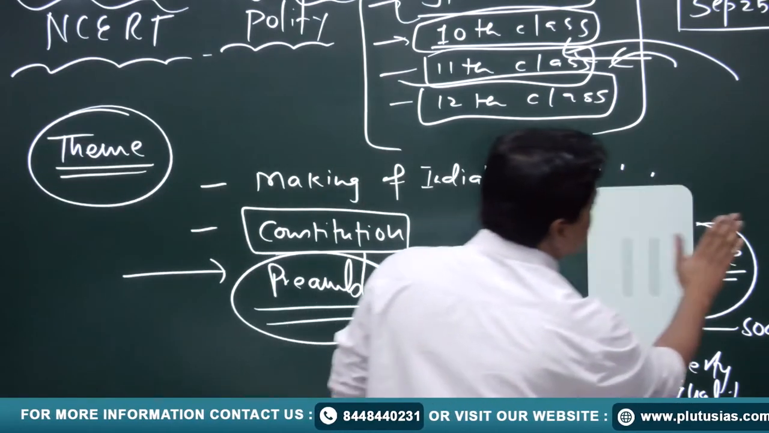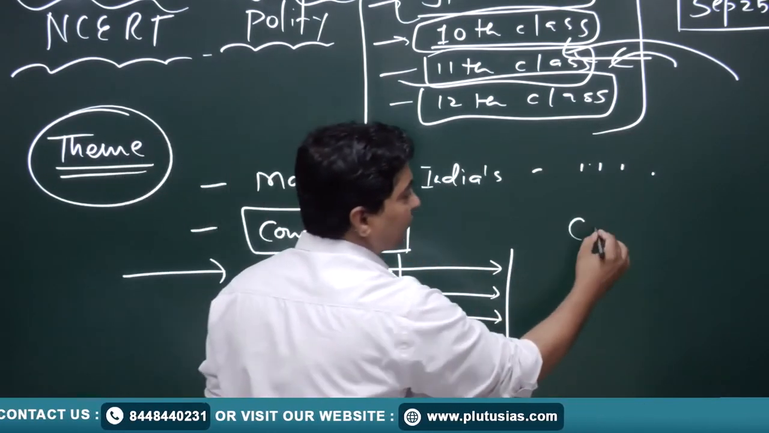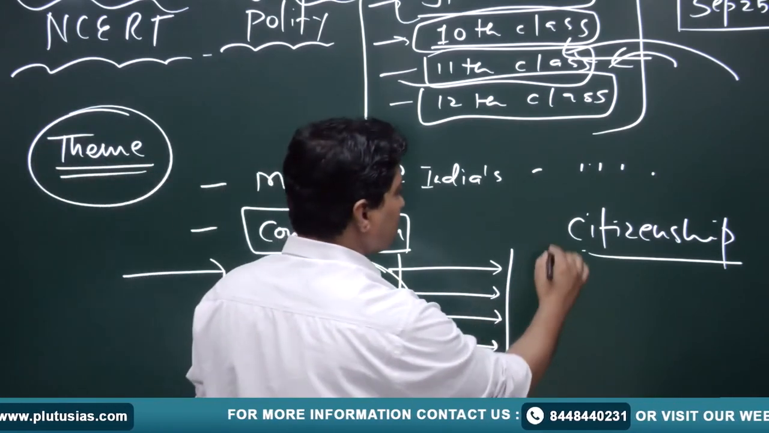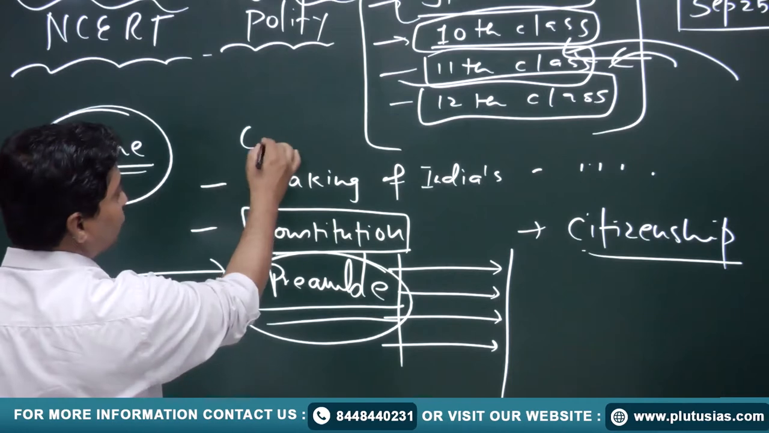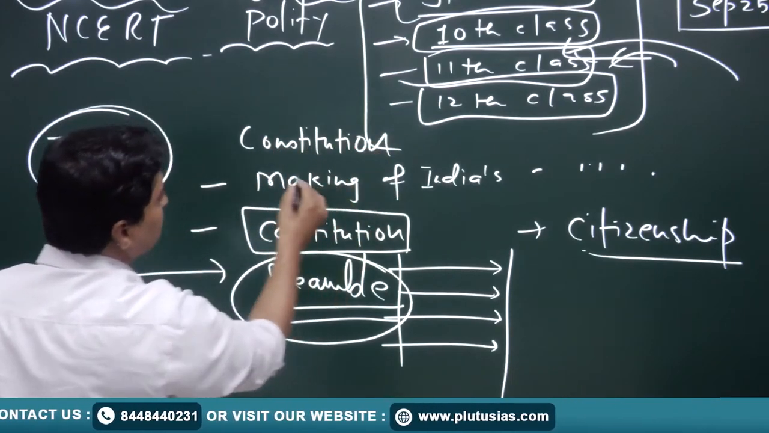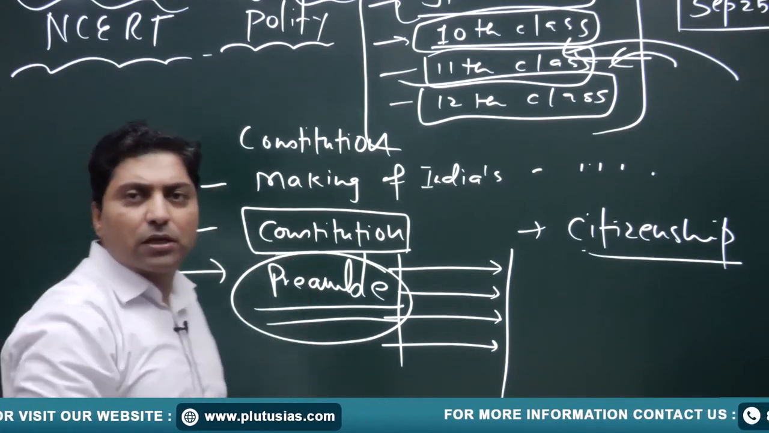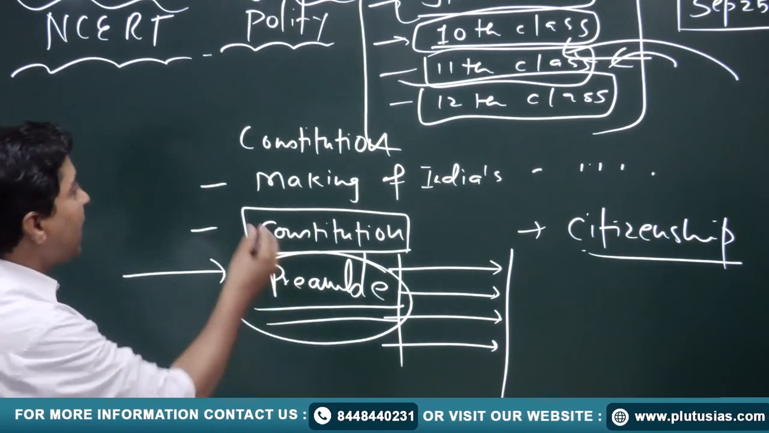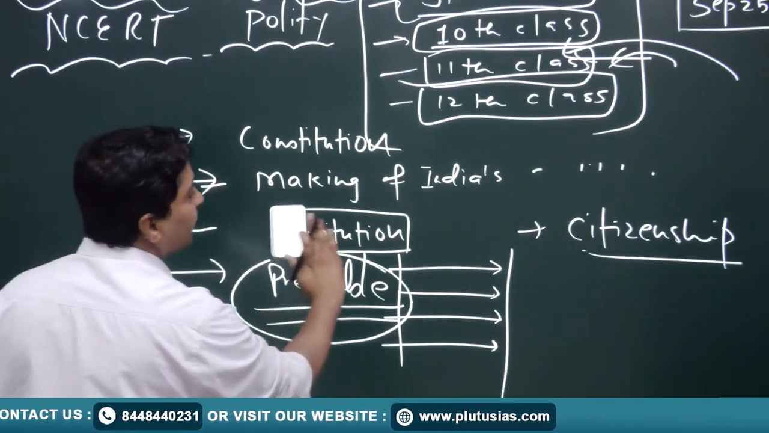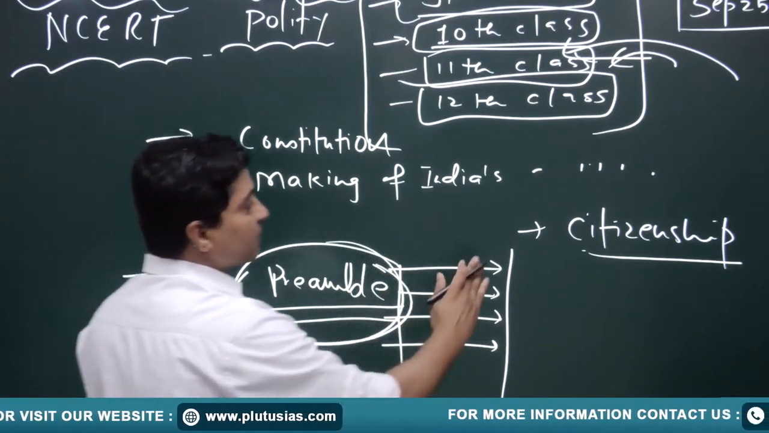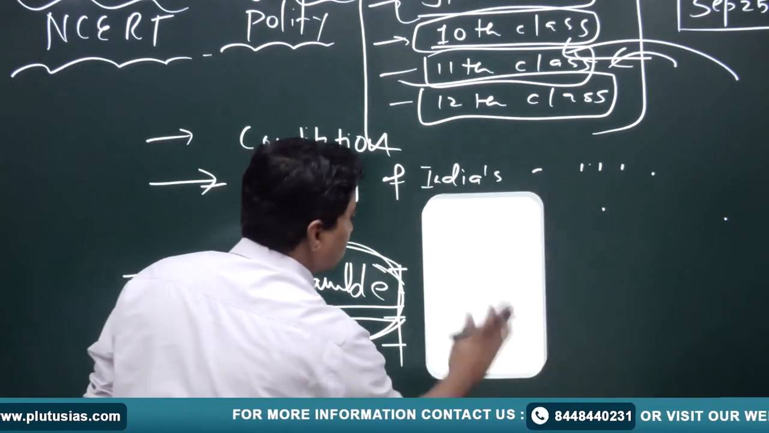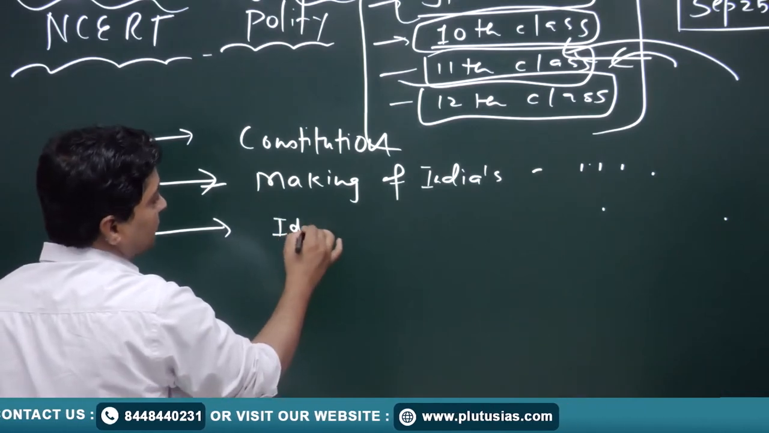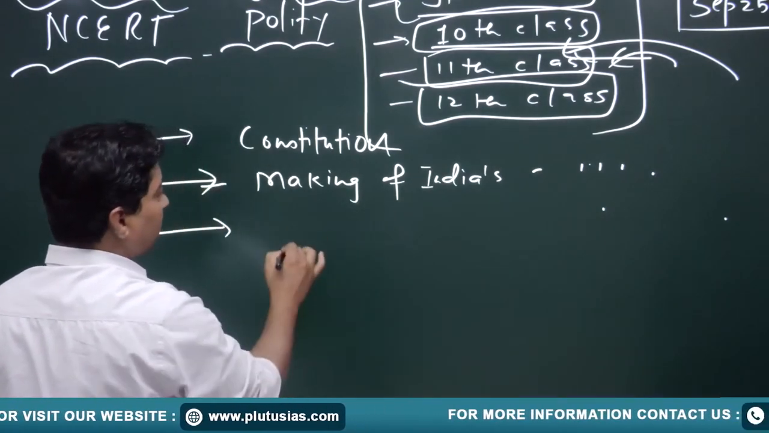After the preamble, I'll talk about citizenship. So first we'll talk about the constitution. In the first few days, I'll take 2 or 3 days to discuss what is a constitution, what you mean by constitution, and where this constitution comes from. Then I'll talk about the making of India's constitution, and then we'll talk about the preamble. After the preamble, we will follow the idea of citizenship.